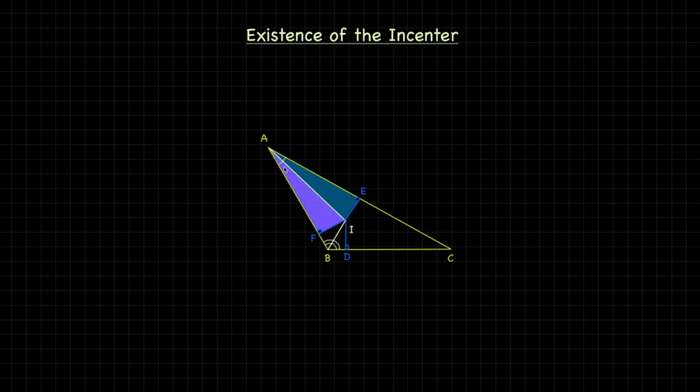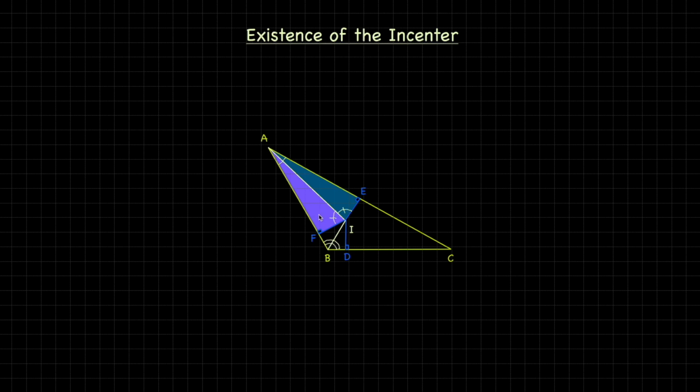As we can see, since AI is an angle bisector, these two marked angles are equal. Also, both of these are right angle triangles. Angle AFI and angle AEI are both right angles. So two angles of the triangles are identical. This implies that the third angle here must be identical because it's just 90 minus the smaller angle here. So for the highlighted triangles, all three angles are identical.